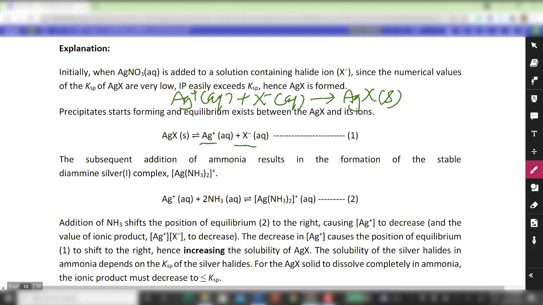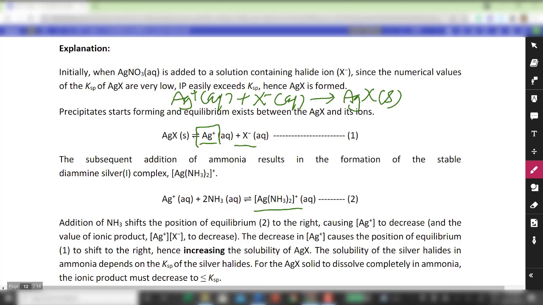However, when I add in aqueous ammonia, ammonia forms a complex, which is what we call the diamine silver(I) complex. So this is known as a diamine silver(I) complex, and this complex is soluble in water. The formation of this complex involves reacting small amounts of silver ions, maintained by the Ksp of silver halide. So it's a similar case as aluminium hydroxide.